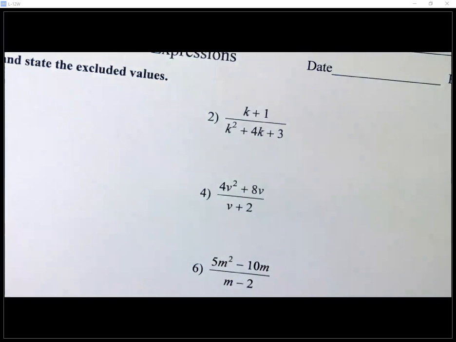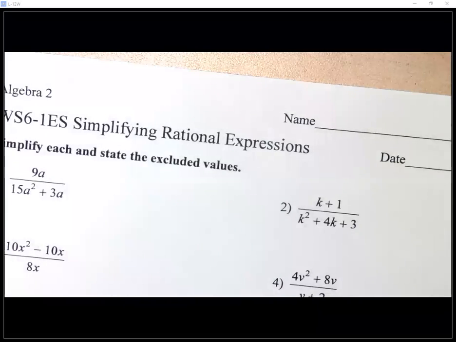Who knows? Okay. So today you can tell by the title that we are simplifying rational expressions. Sorry. No, I'm with you. All right, I'm ready. Let's do this.